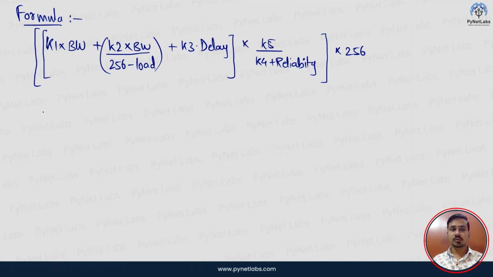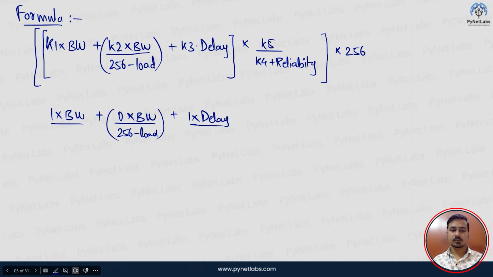So if I put in the constant K values, it goes like 1 multiplied by bandwidth. Then we have K2 multiplied by bandwidth. Then we have 256 minus load. Then we have K3, which is once again 1, multiplied by delay.